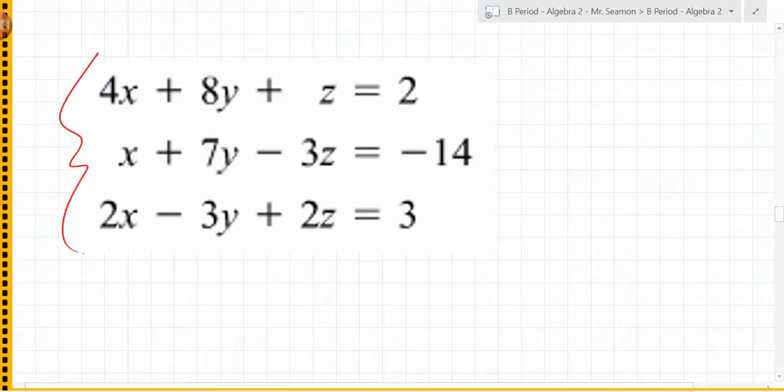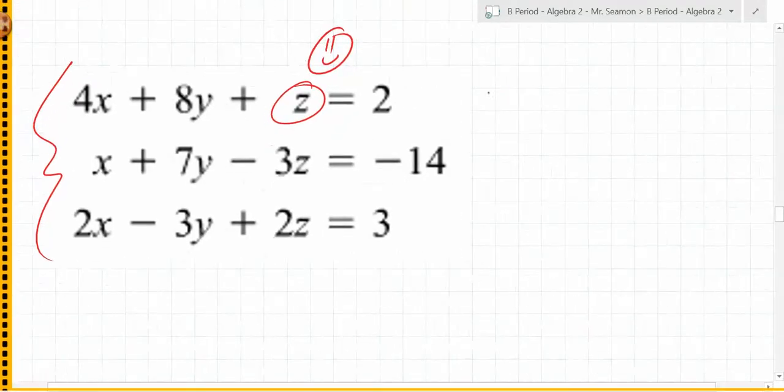You want to pick variable z, but in which equation? The first one. I like that. Why did you pick that one? Because it's all by itself. It's positive. There's no coefficient in front of it other than 1. So if we want to isolate z right here, what would z be? Can someone tell me what z would be? 2 minus what?